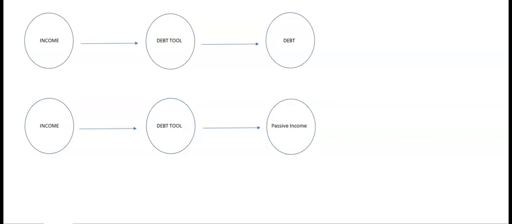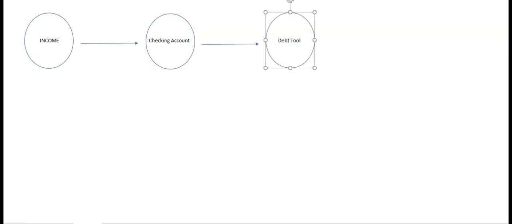So to take this even farther, I then decided that the income, it says income into the debt tool, but the income is first going to go into your checking account. So you get paid from work or your job, that money will go into your checking account. From your checking account, it will go into the debt tool after you have chunked that and you're replenishing it so that you can use that tool again.